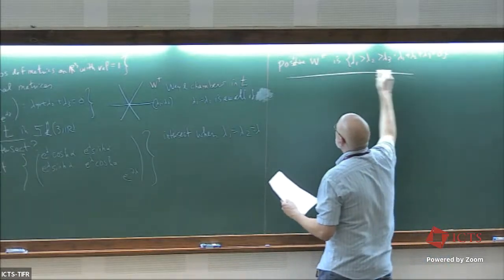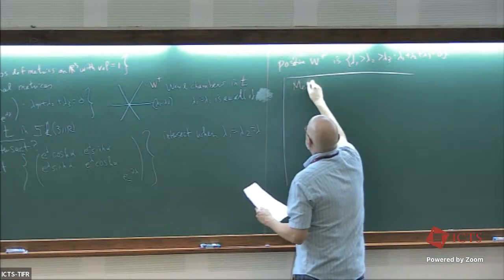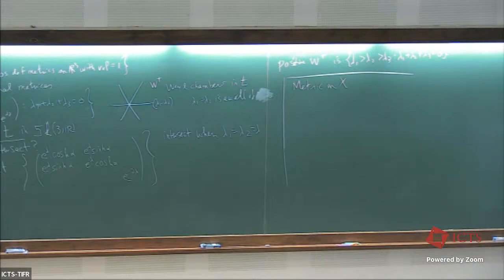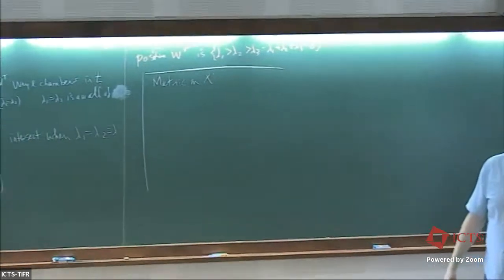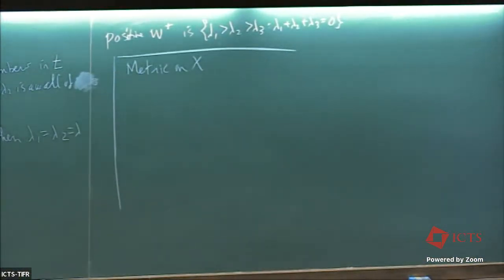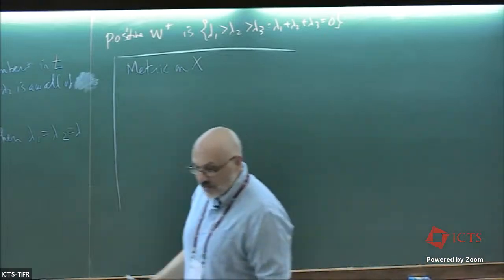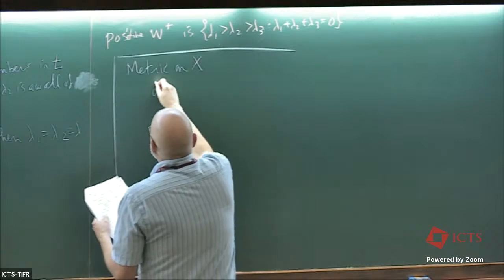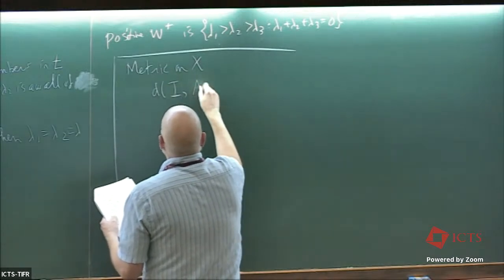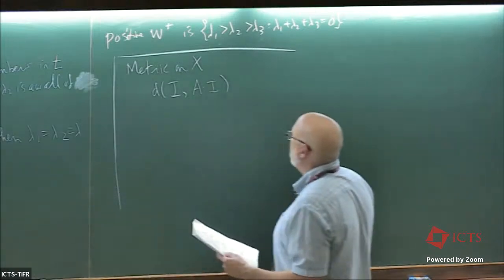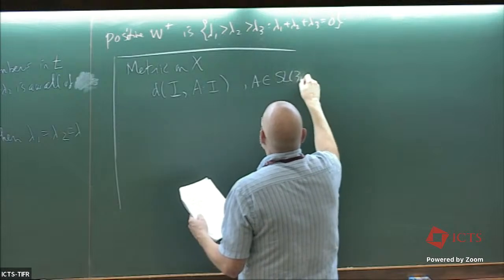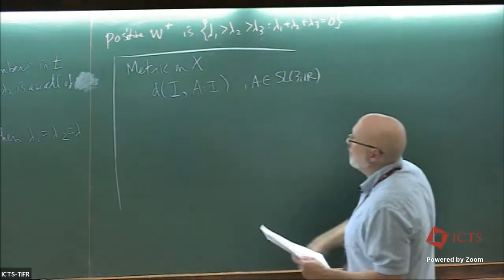Okay. So it's going to be useful for us to write down the metric, which is given by the Killing form on X. And I'm going to write this down as a metric space metric. I'm not going to worry about the Riemannian structure which it has. So I want to compute the distance from the identity matrix to A times the identity matrix, where A is in SL3R. So this is the action of A on this quotient.